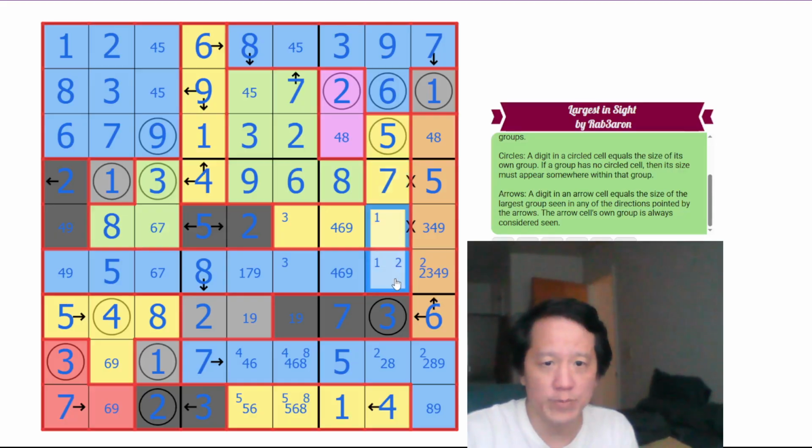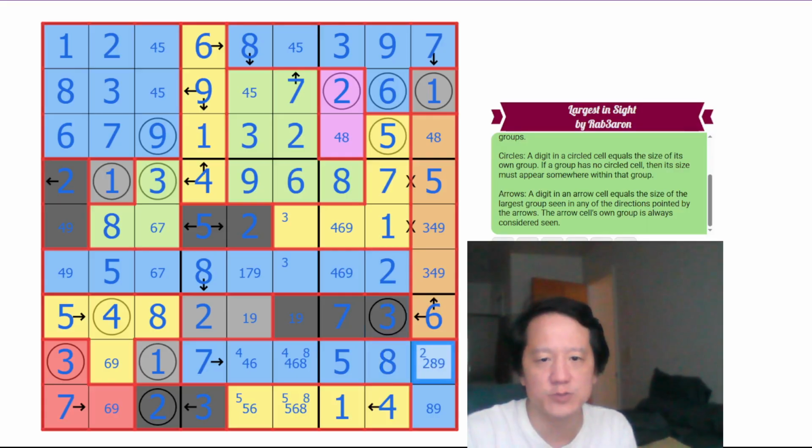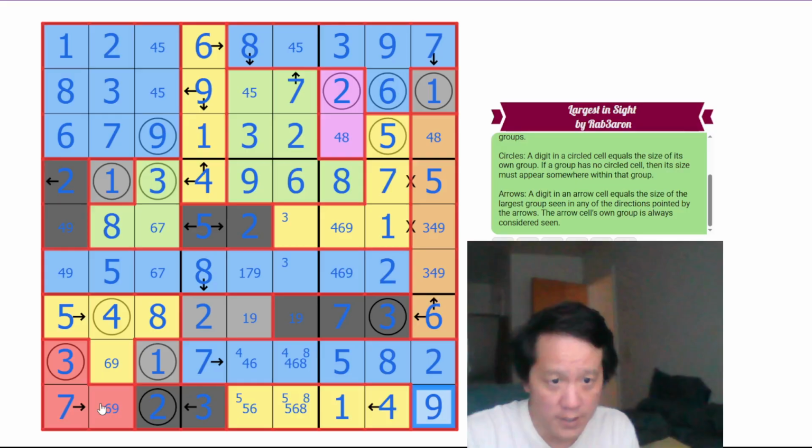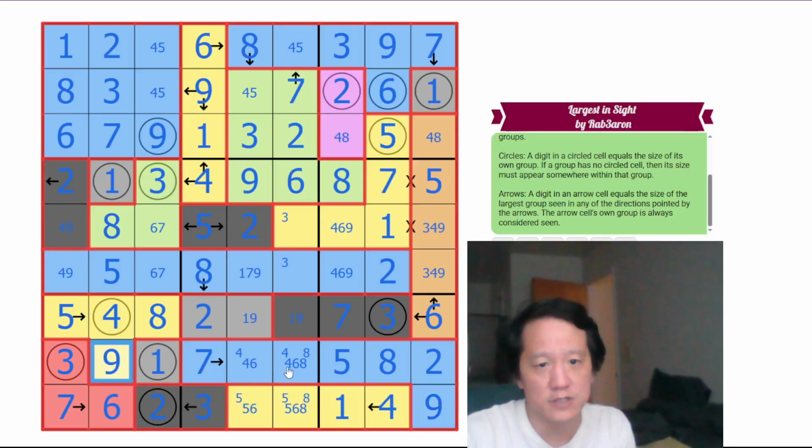The remaining digits of column 8 are 1, 2, and 8. Neither of these could be 8, so this is a 1, 2 pair. This can't be 2, so that's 1, which makes that 2. There's no 2 here, no 2 here. That's 8, which makes that 2, which makes that 9. 9 eliminates 9 here, so it's 6 and 9.